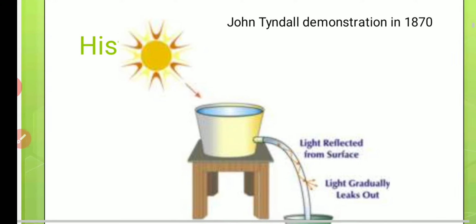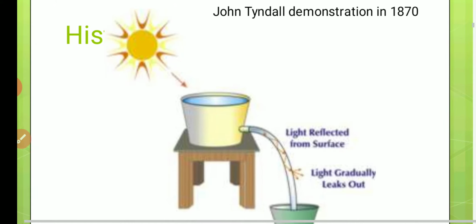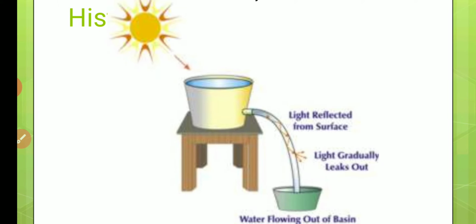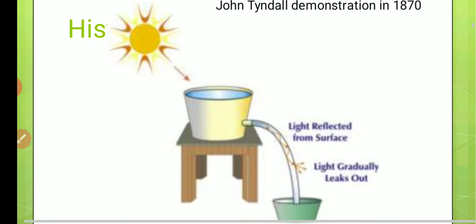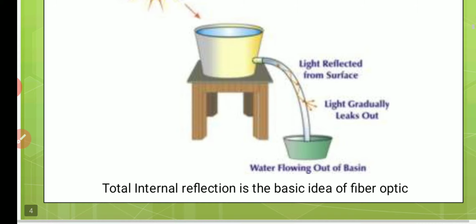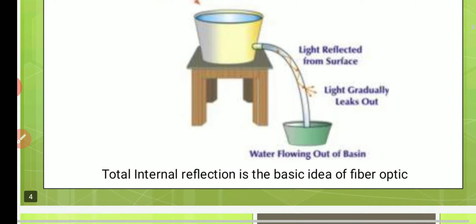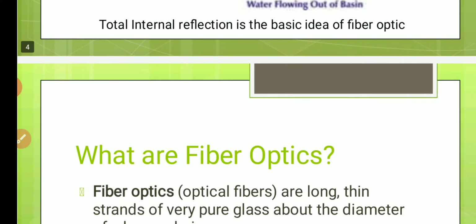Then the John Tyndall demonstration, 1870: a light is passed through a beaker, and light is reflected from the source. Because the incident angle is less than the critical angle, the light gradually leaks out. So this is the John Tyndall demonstration in the 1870s. So total internal reflection is the basic idea of fiber optics.